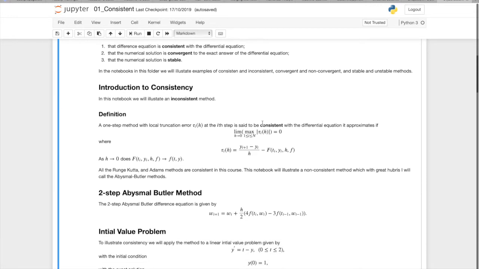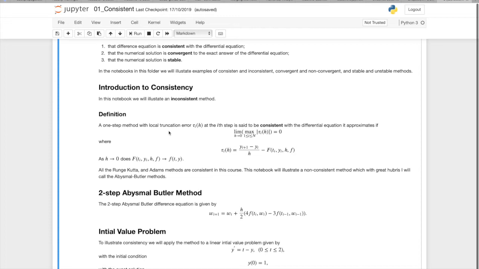As I say here, I'll give the definition of consistency, but I'll actually illustrate something inconsistent. Sometimes it's better to see something that isn't to understand what it is. So, the definition of consistency is: a one-step method with local truncation error of tau_i(h) at the ith step is said to be consistent with a differential equation if the limit of tau_i(h) is equal to 0, where tau_i(h) is equal to (y_{i+1} minus y_i) divided by h minus F. And as h tends to 0, capital F tends to lowercase f.